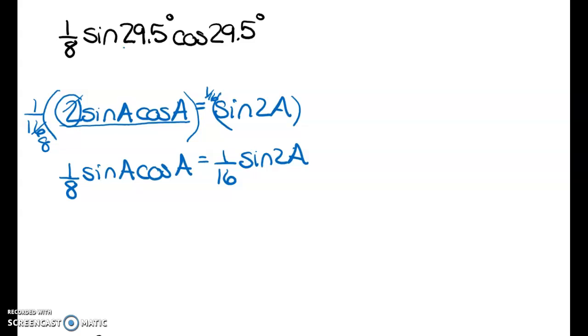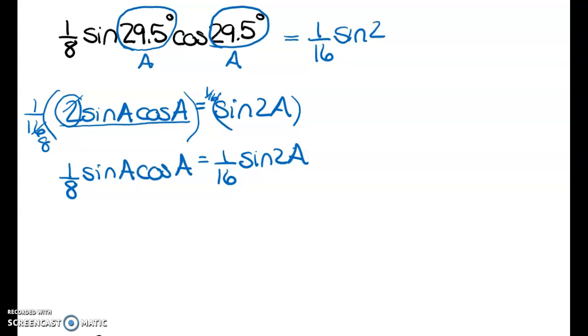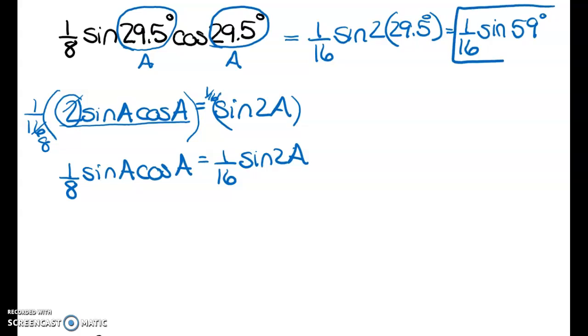So A, it looks like A is going to be 29.5 degrees. So when I plug A into my new formula, I get the sine of 2 times 29.5 degrees, which will finally end up being 1/16 sine of 59 degrees, which I don't know what that is, sine of 59 degrees. I guess I could plug it in the calculator, but they didn't ask me to.